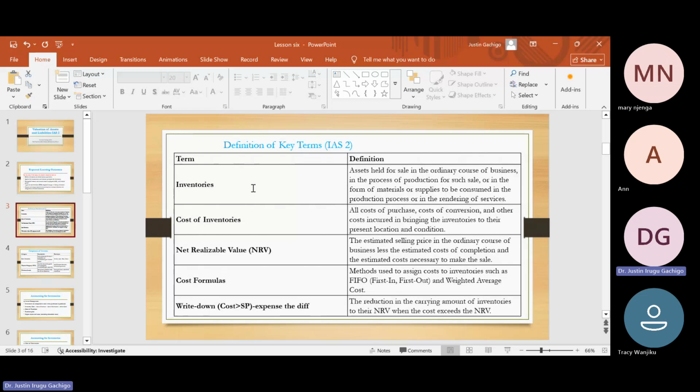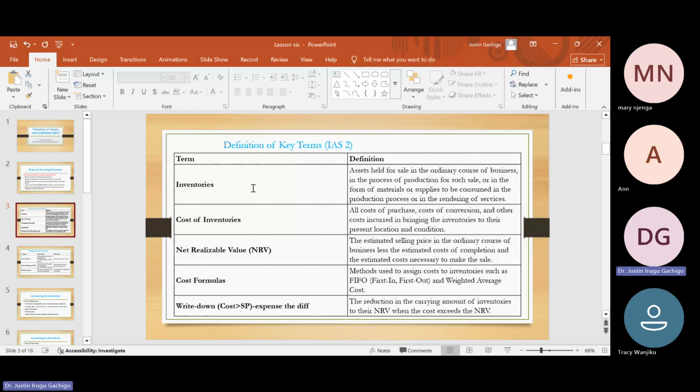Then we have the cost formulas. As per IAS number 2, there are two formulas which are recognized, which is first in, first out, and then we have the weighted average cost. Of course, there are other methods for valuation of assets, like we have the LIFO, last in, first out, and others. But the ones which are recognized, or recommended by the International Financial Reporting Standards, are these two.